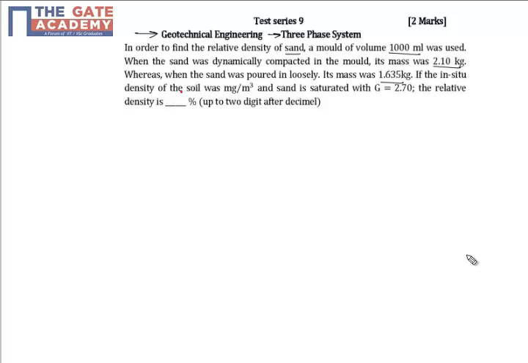If the in situ density of the soil was 1.5 megagram per meter cube, and the sand is saturated with G equal to 2.70, the relative density is asked in terms of percentage. We know that the formula for relative density is equal to (e max minus e) divided by (e max minus e minimum) into 100.